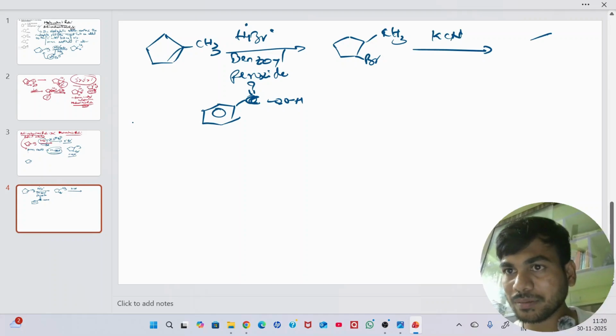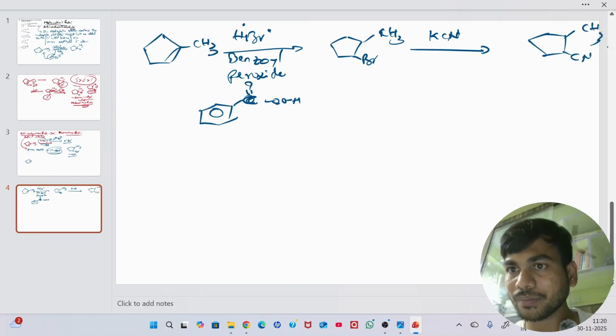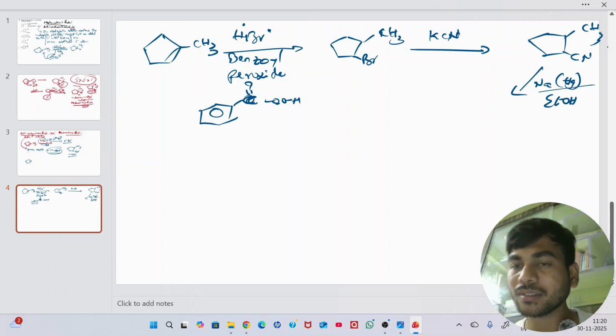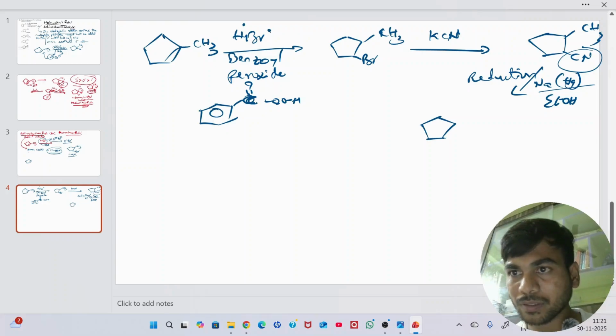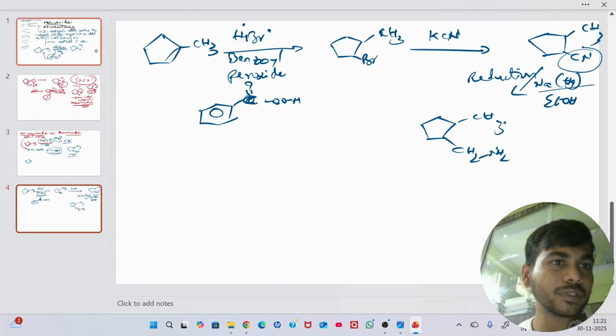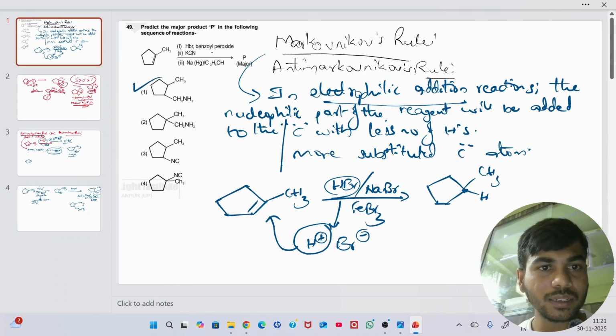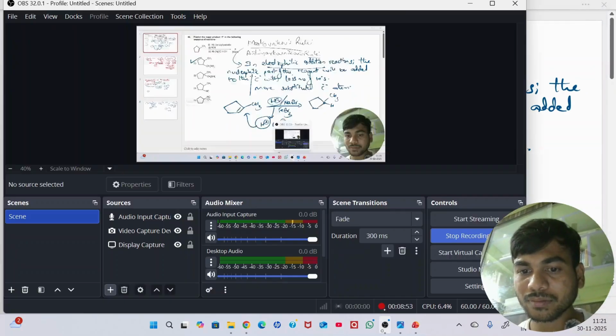So you will get cyclopentane with cyanide on one center and methyl over here. This cyanide, on reaction with sodium mercury amalgam in the presence of ethyl alcohol, undergoes simple reduction. Reduction of cyanide in dry medium gives the amine, CH2 and NH2. So the answer would be option A.